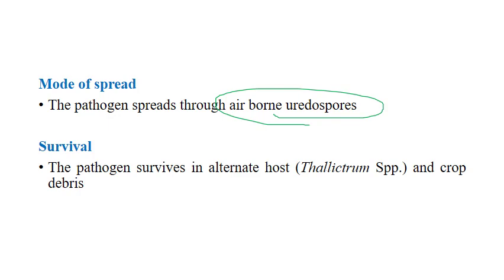Coming to the survival, the pathogens survive in the alternate host, that is Thalictrum species. For wheat stem rust the alternate host is Barberry, whereas for wheat leaf rust the alternate host is Thalictrum species, and sometimes it can also spread.